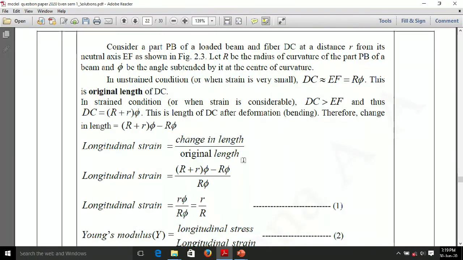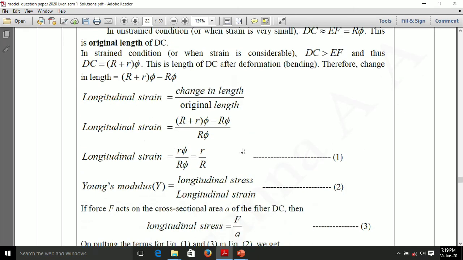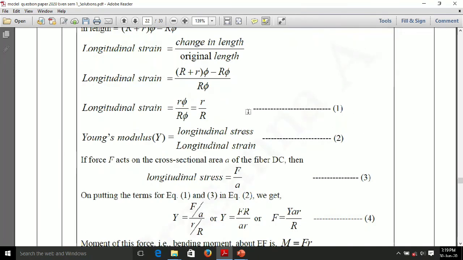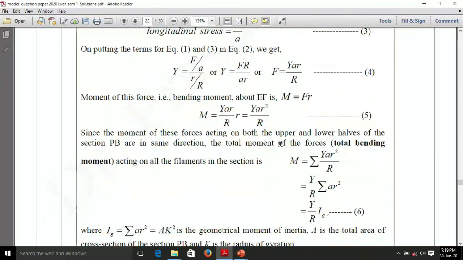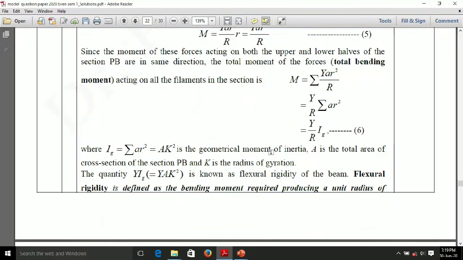Some students have the practice of writing only mathematical equations, which leads to the loss of marks. It is very essential to explain each and every step, because you are writing the physics behind the equations. So for every equation, it is essential to write the explanation.